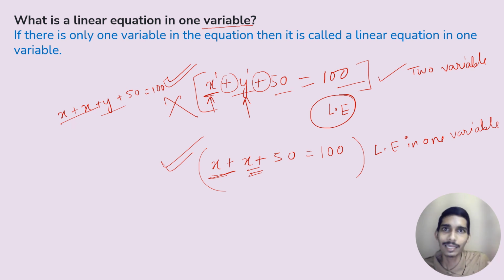But x can come as many times as it wants. I can write x three times also. Here also I can write x 100 times, but the case is that there is a second type also, that is y, so it will be two variables. Hope you have understood this. This is the basic concept.